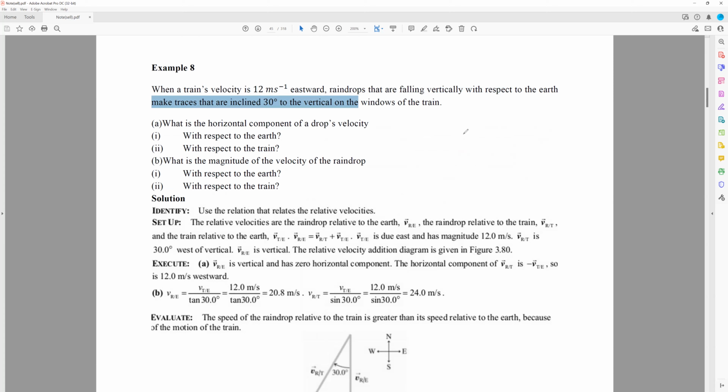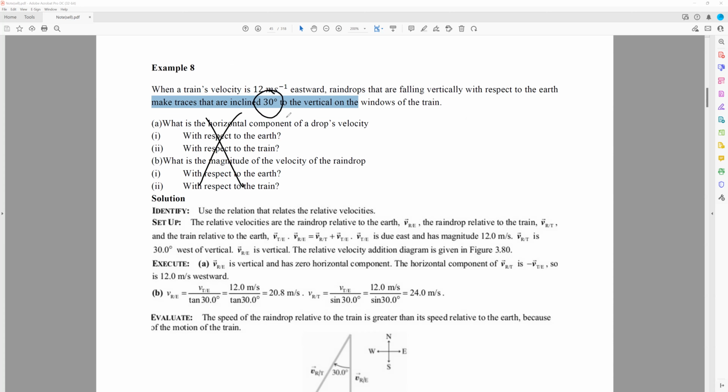Sometimes if you look at the window on the left hand side or on the right hand side of the car, the raindrop will be moving at some angle to the vertical. And by looking at this angle, we can somehow know the speed of the car. That's what this question is talking about. We don't look at this question first, okay?